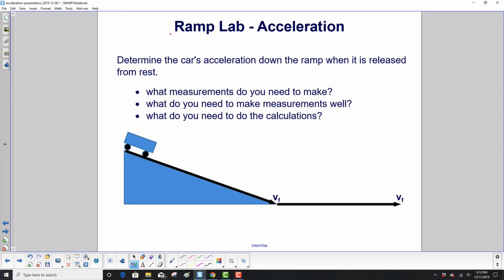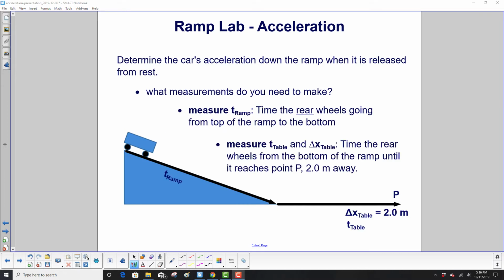Let's plan a lab using a ramp so we can measure acceleration. We would like to determine the car's acceleration down the ramp when it is released from rest. What measurements do you need to make? What do you need to make them well? What do you need to do the calculations?